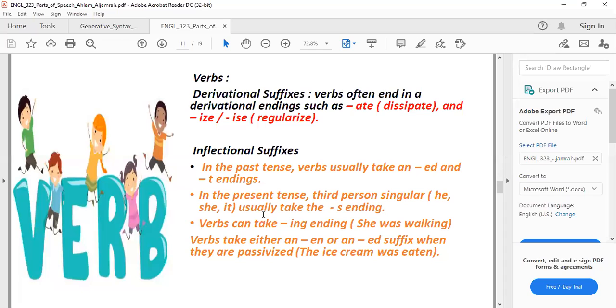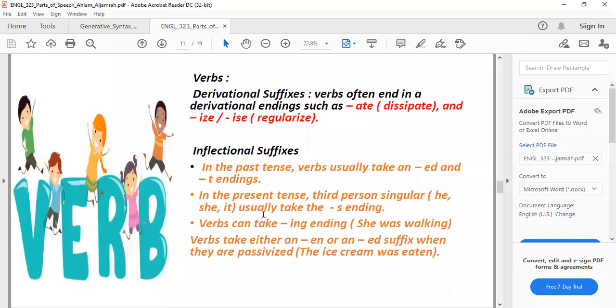In the present tense, third person singular. For example, she goes to school. So this is in the present tense. We have the third person singular, she or he or it, and the verb usually takes s, okay? It may end with es.